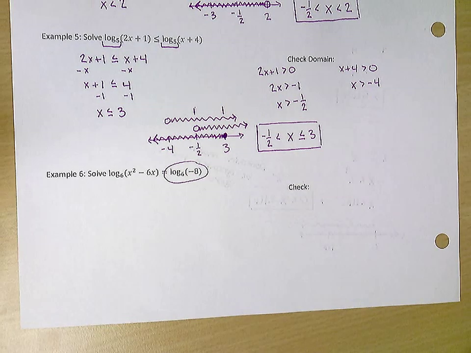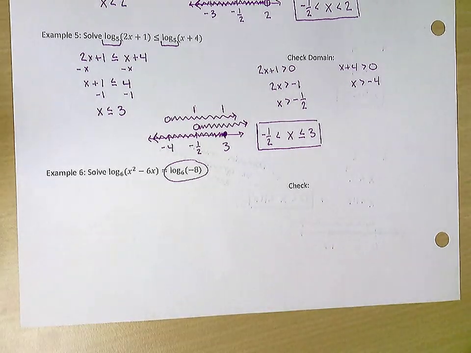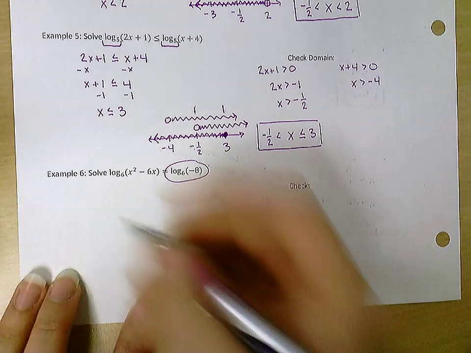Dang. Okay, so I have a log base 6 of -8. If you were to plug that into your calculator, not that you can on yours because you can only do log base 10, it would say error. If you ever see this, right away, off the bat, before you even try and solve it, this would be no solution.